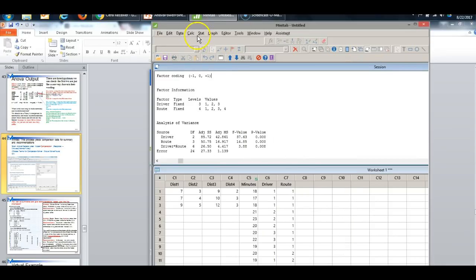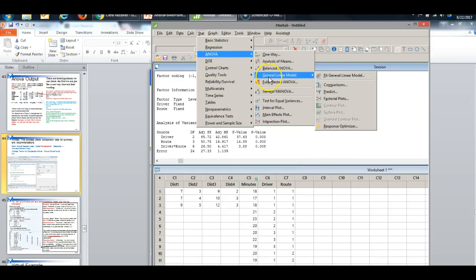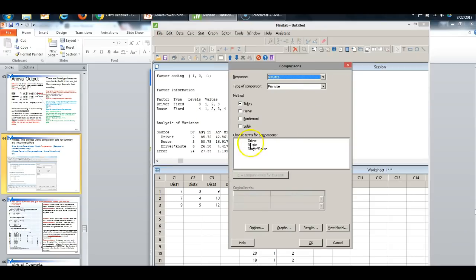So let's try that again. We're going to go to stat, ANOVA, general linear model, fit general linear model. No! To get summary and recommendations, you have to use comparison. We're going to compare the means in order that we can summarize and write recommendations. Comparisons, choose terms for comparison. Yes, driver, click, click. Route, click, click. And driver and route, click, click. So then you say, okay.